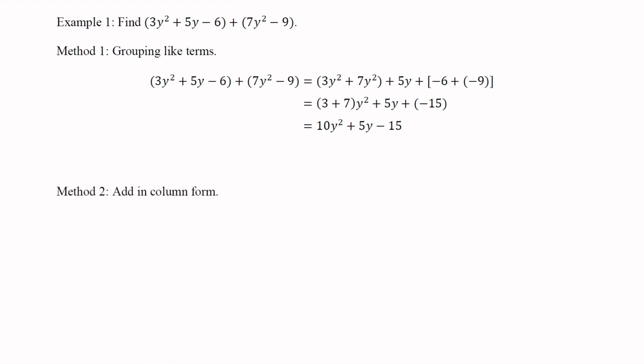We can also add in column form. To do this, you're going to take the first polynomial and stack it on top of the second polynomial, putting like terms together. And when you do that, we have 3y squared plus 7y squared, which gives us 10y squared. Our plus 5y comes down, and then negative 6 plus negative 9 gives us negative 15. So we end up with 10y squared plus 5y minus 15.